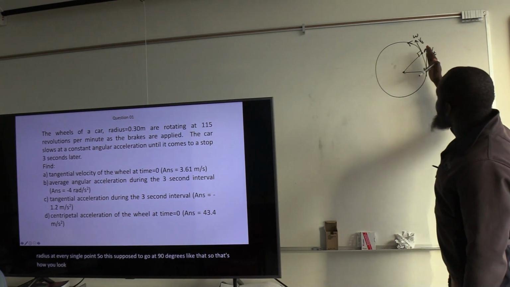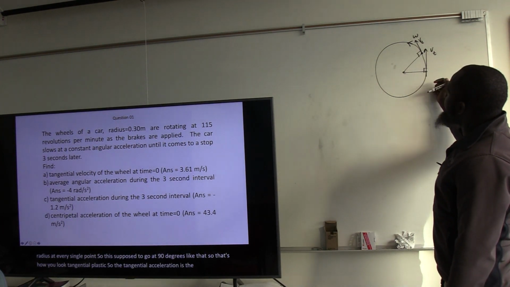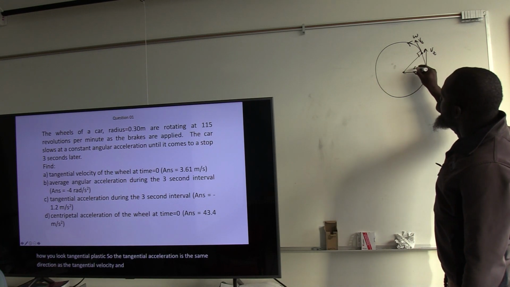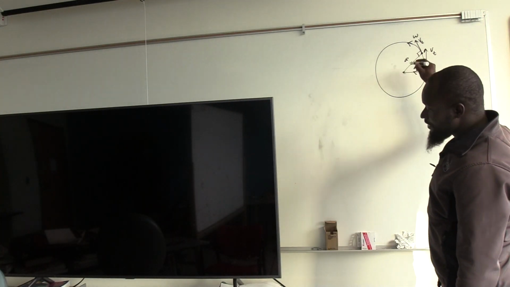The tangential acceleration is in the same direction as the tangential velocity, and the centripetal acceleration is toward the center of the circle all the time. So centripetal acceleration is like that.